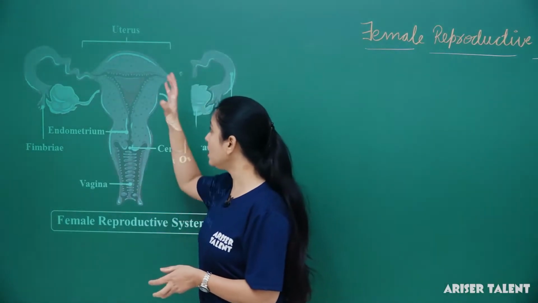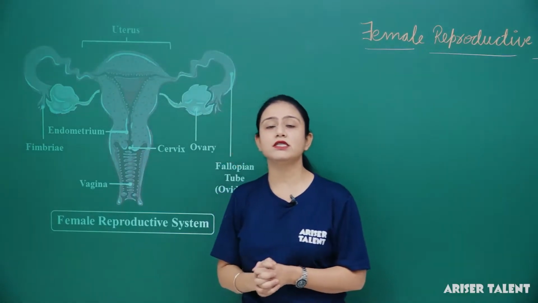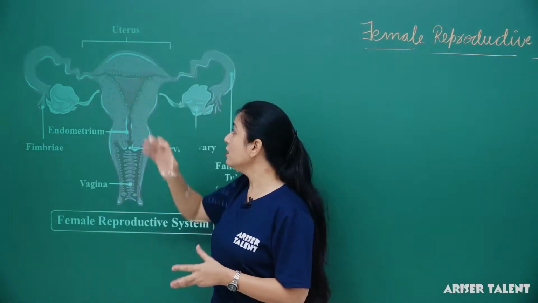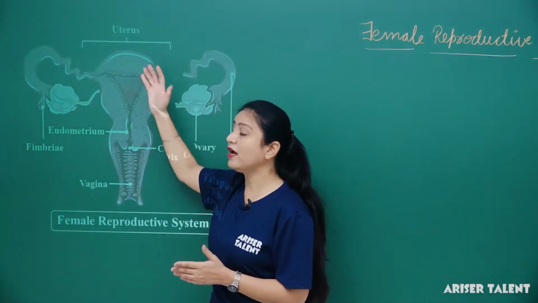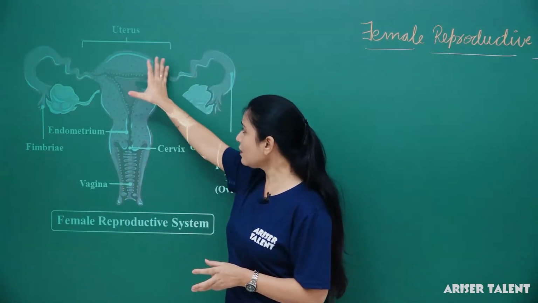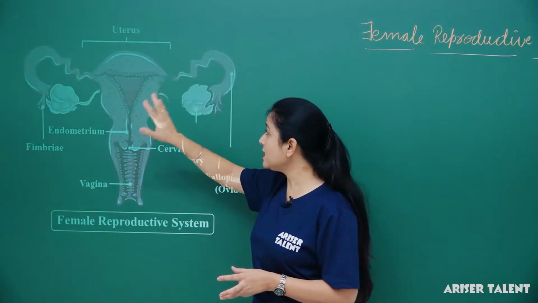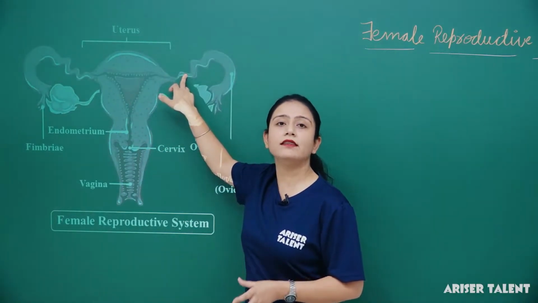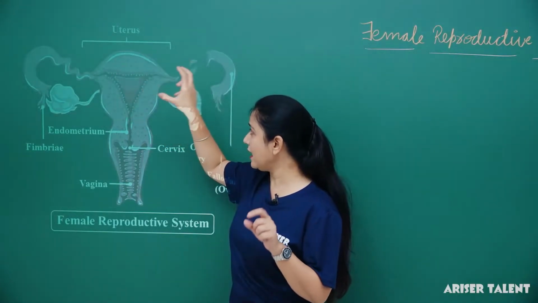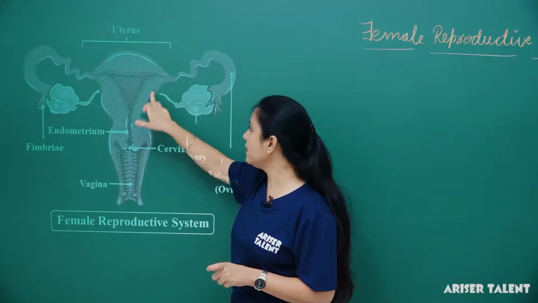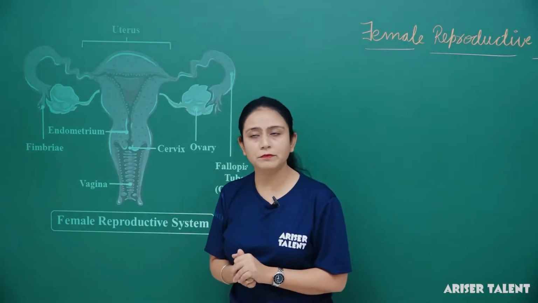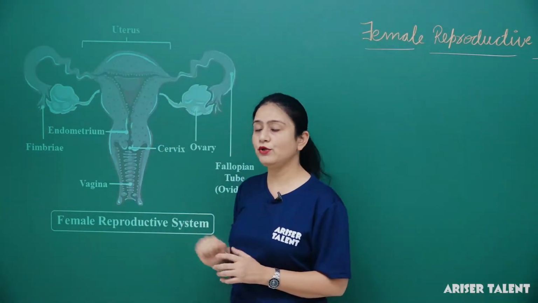Now let me tell you about the other part, that is the uterus. The uterus is a muscular structure, generally found just behind the urinary bladder. What is its function? As fertilization takes place in the fallopian tube, the embryo, that is the zygote, comes here to the uterus, gets embedded and grows here till the birth of the baby.